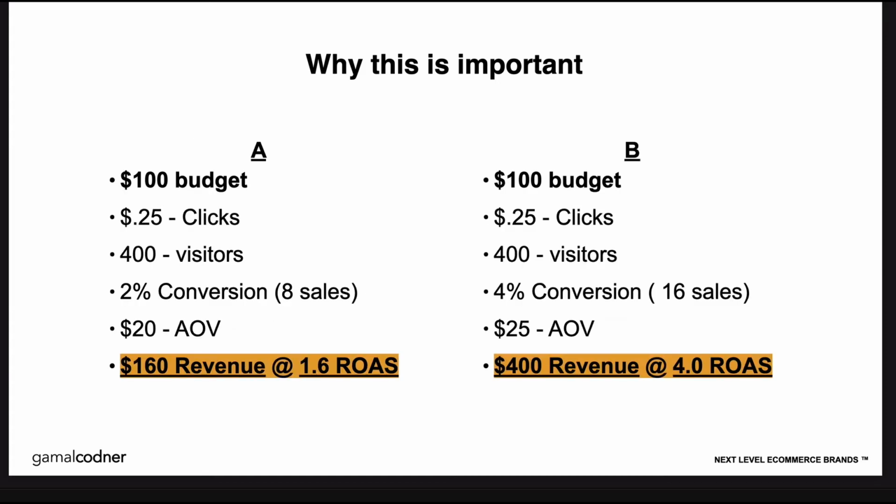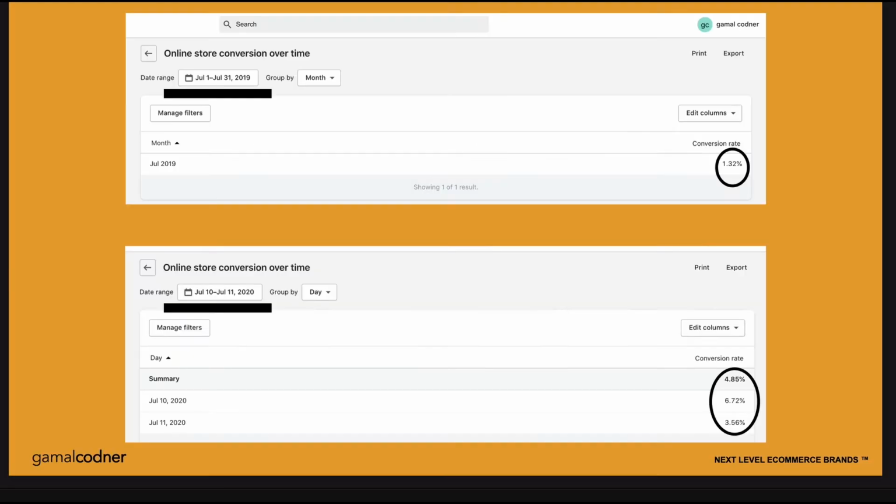Make sense? Now on this other hand, these are the same things controlled by Facebook, nothing changed there. But let's say you focused on doubling your conversion rate. So now you get 16 sales for the same amount of traffic, and you increase your average order value by $5. All of a sudden, you make $400 compared to $160, and your ads are giving you a 4x return on investment. Make sense?